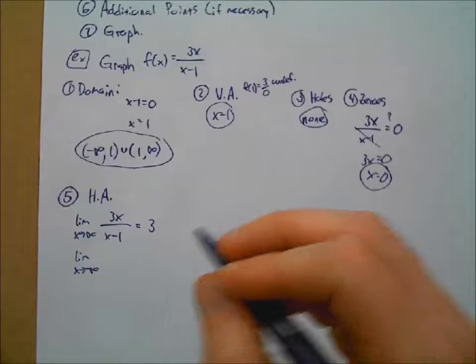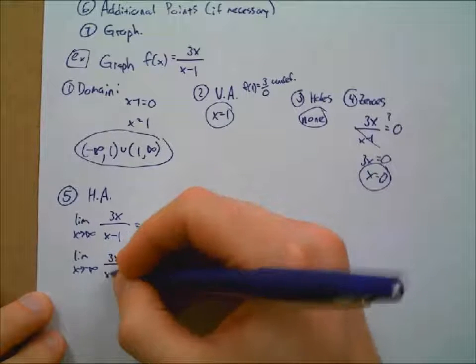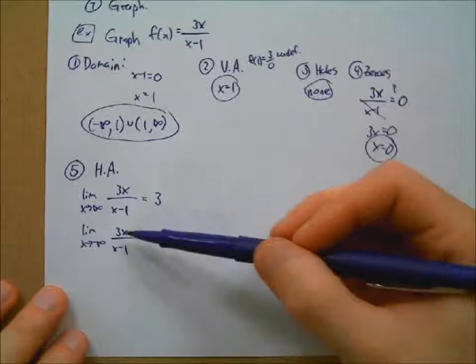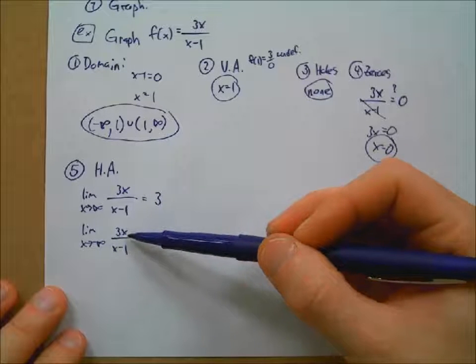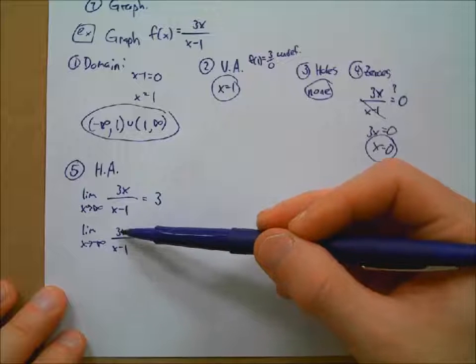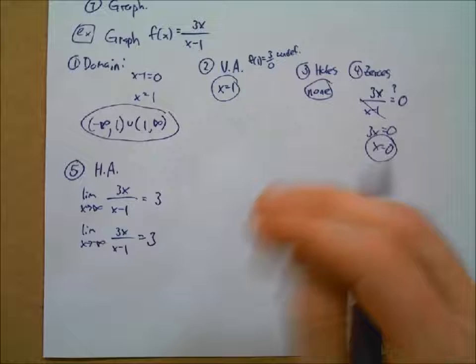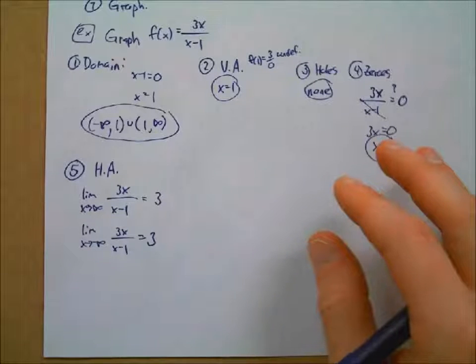Okay, let's try negative infinity, just for completion's sake. It's not really necessary though, but let's just imagine it here. Well, we're going to have 3 times negative infinity over negative infinity. So it's a negative over a negative. It's going to become positive again. So it's going to be 3 as well. So it's not necessary to check here. They're going to end up both being positive 3.